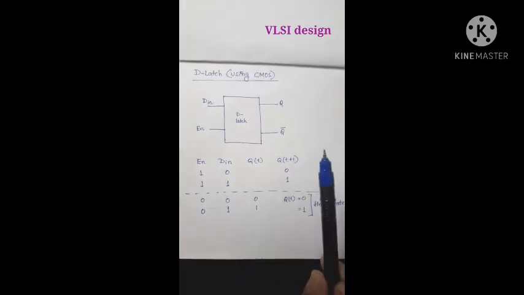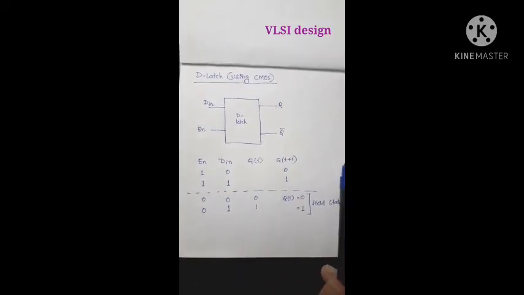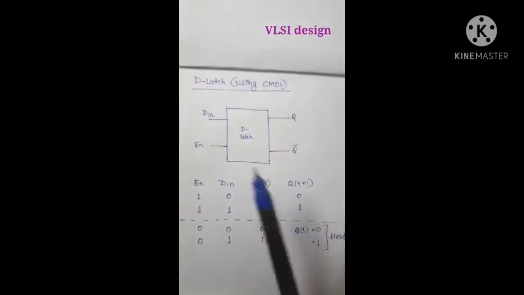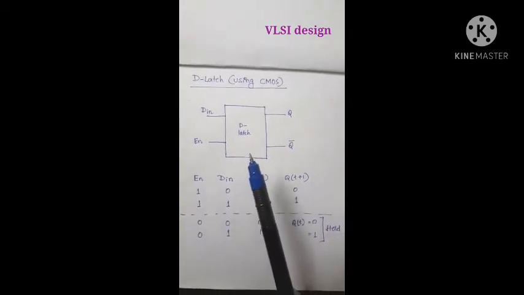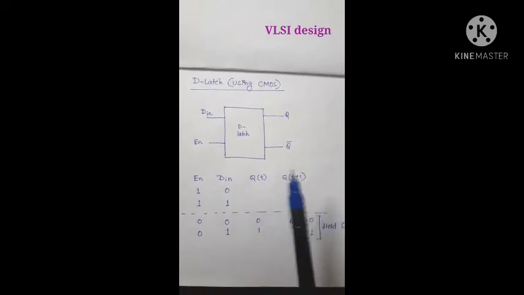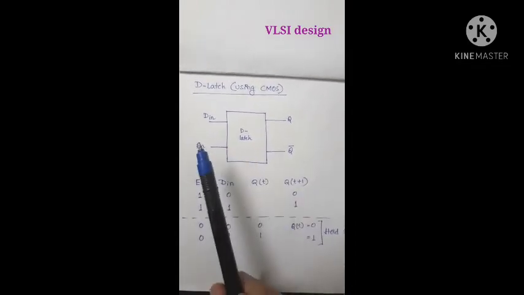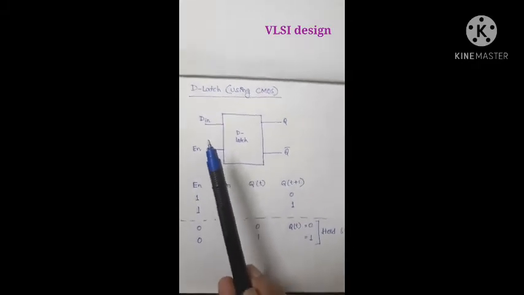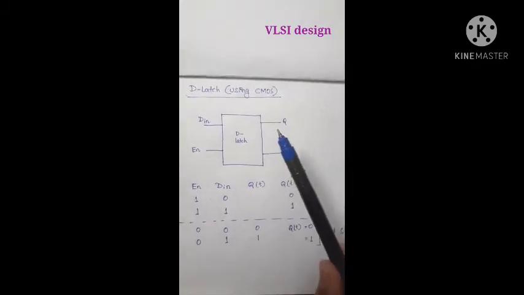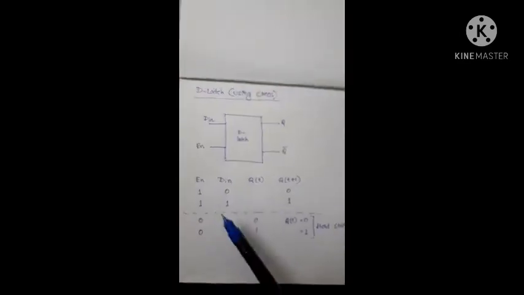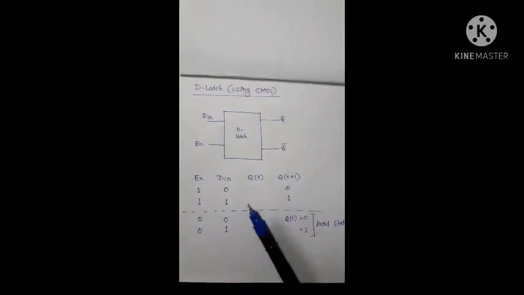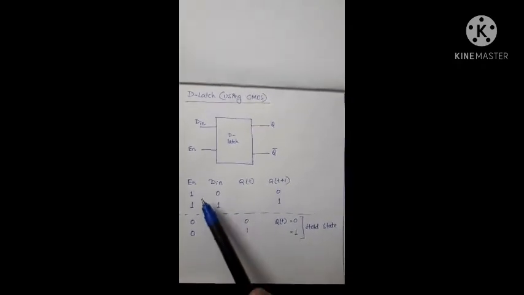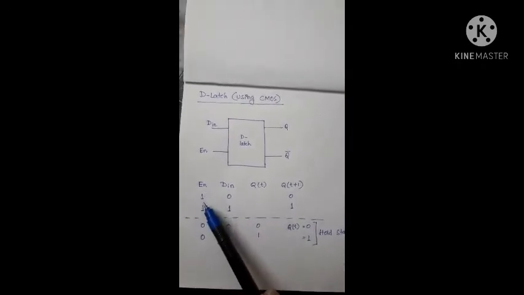D-latch. Today we will discuss how we can implement D-latch using CMOS. Let us first understand what is a D-latch. D means data latch. That is, it has the enable input, the input data, and the outputs Q and Q bar. According to this truth table, if we write it down in a simple form, we can simply write enable 1.